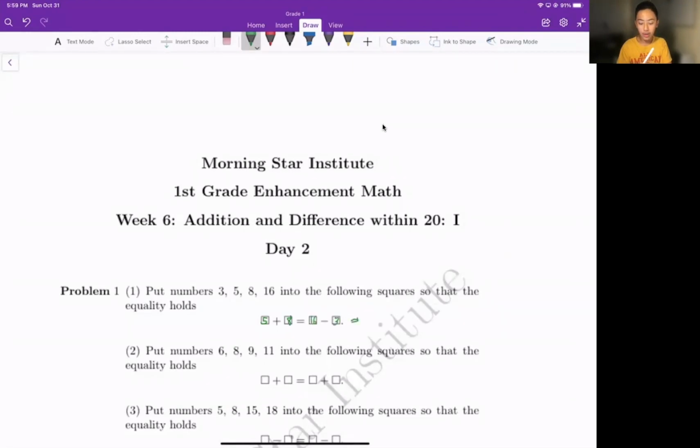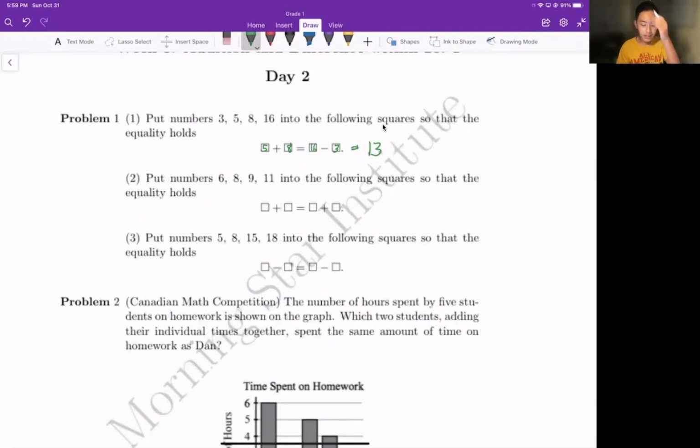And this equation equals 13. The second one is the same. You just need to play around with the numbers a little bit. And the equation that you should get should be 8 plus 9 equals 11 plus 6.